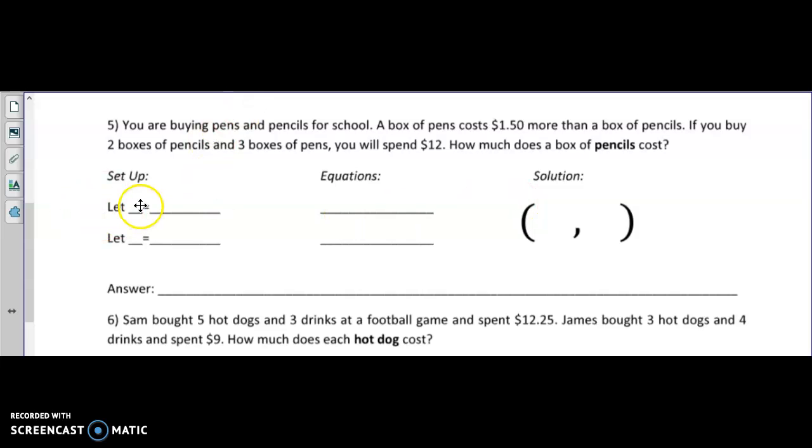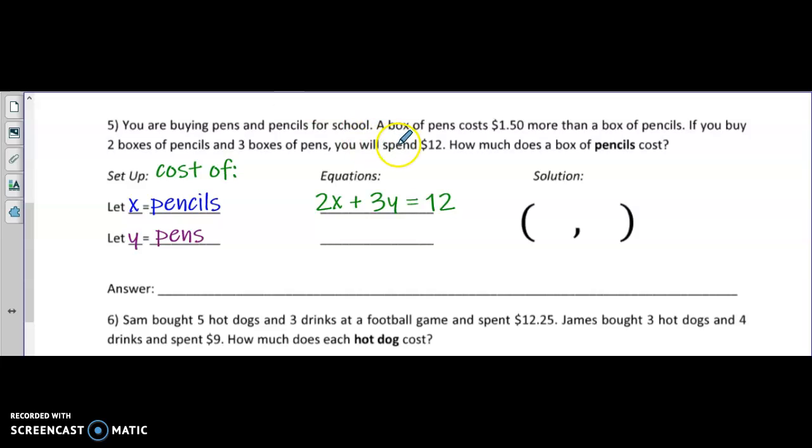So when I'm setting up my equation, I know I'm looking for the cost of something. I have the cost of pencils for X and the cost of pens for Y. Again, you could have written pens for X and pencils for Y. Just be careful when you're writing your equations. Make sure when it says pencils, that's where you put X. When it says pens, that's where you put Y. So my first equation says I have 2 boxes of pencils and 3 boxes of pens, and I'm going to spend $12. So 2X plus 3Y gives me $12.